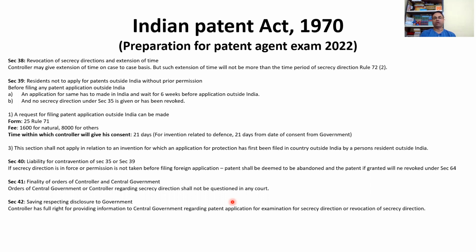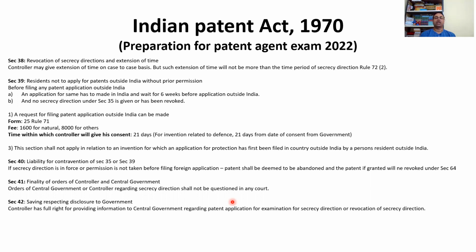So we need to file the Rule 25 application, and there we need to give the entire patent application with the claims, everything. That complete specification is given to them, and they review. It's not like we file Form 25 saying that I want to file this. No, we give all the details to the patent office. They review our entire complete specification, and if they feel that it is relevant for the defense, then the secrecy action will be imposed.